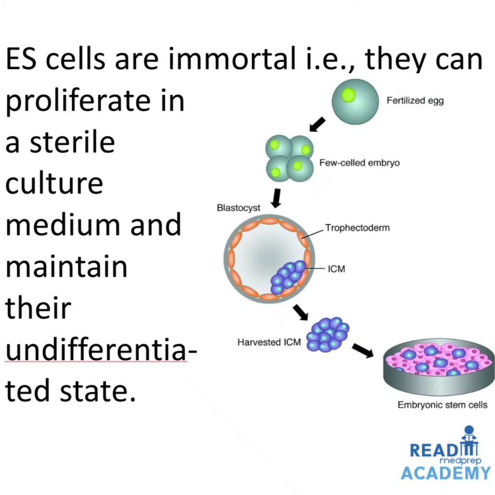Here you can see the fertilized egg, which forms the four-celled embryo, then slowly the morula, and slowly develops into a blastocyst and forms the blastocele. The cells of the inner cell mass of the blastocele are harvested and cultured in vitro and form the embryonic stem cells.